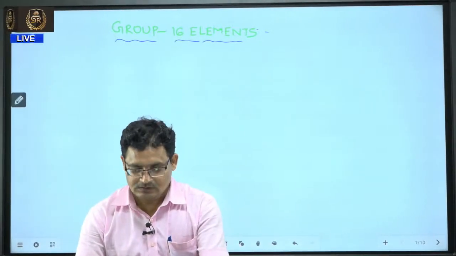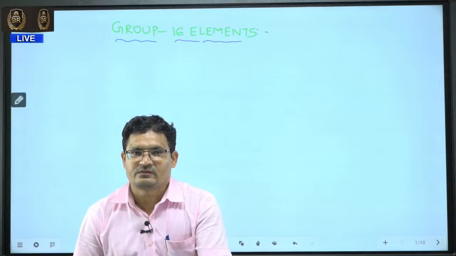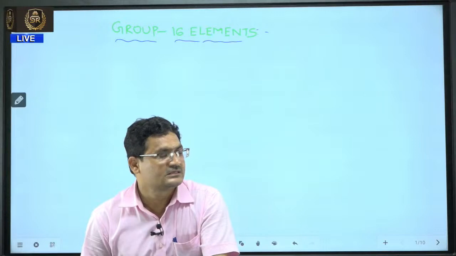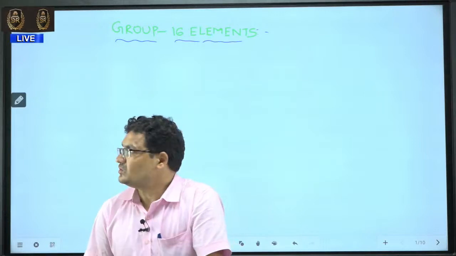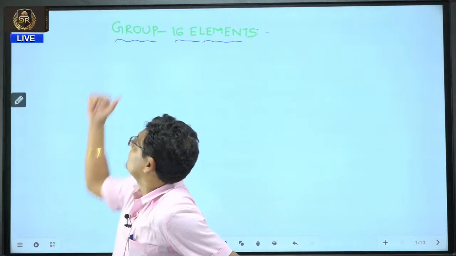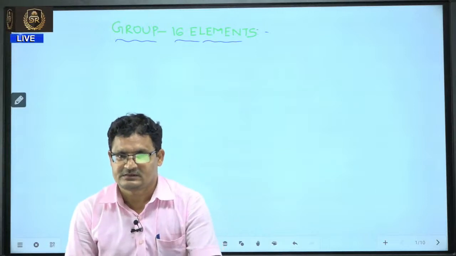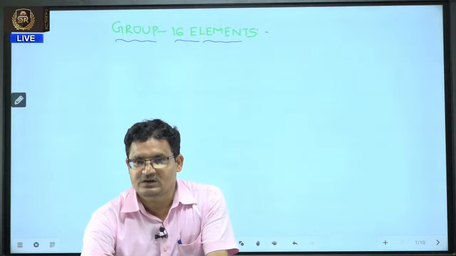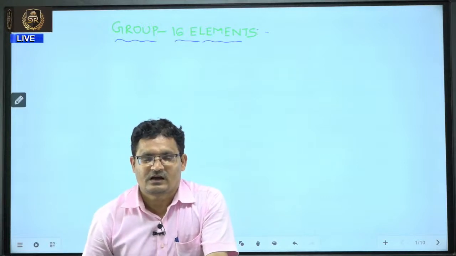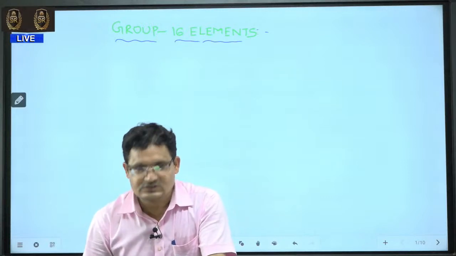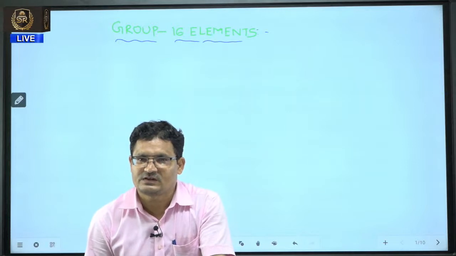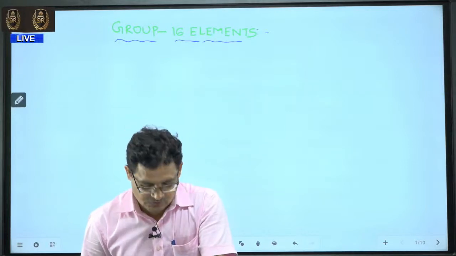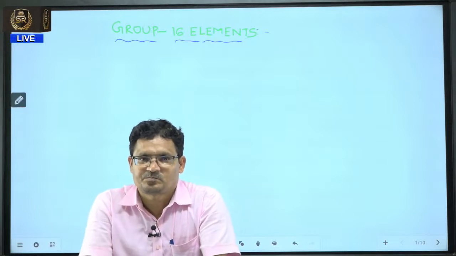Okay, we already discussed the seventh group element. Today we discuss the group 16 elements. It is also a very important chapter. Of course, in every group the first topic is electronic configuration. Here also it is the same thing. First one is electronic configuration.